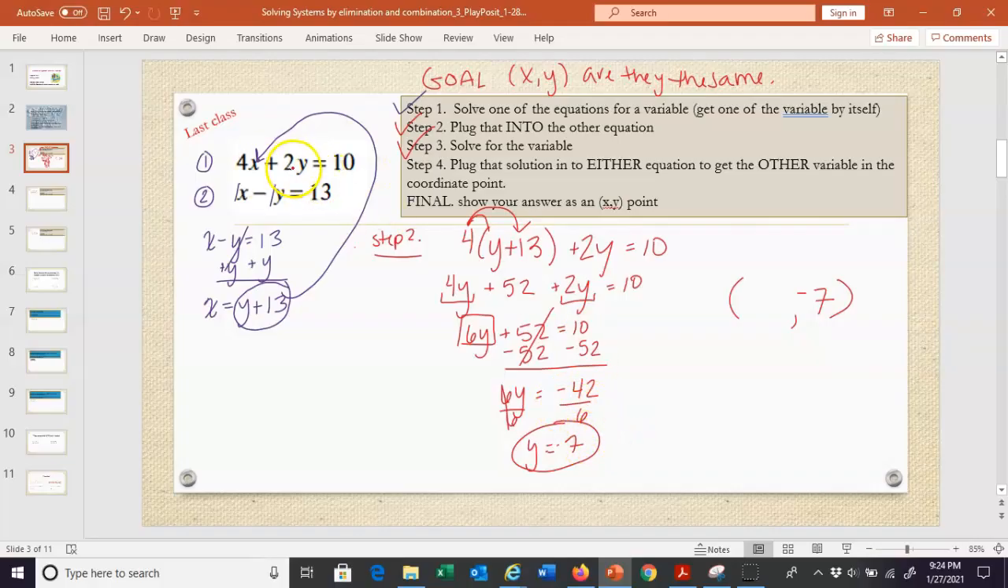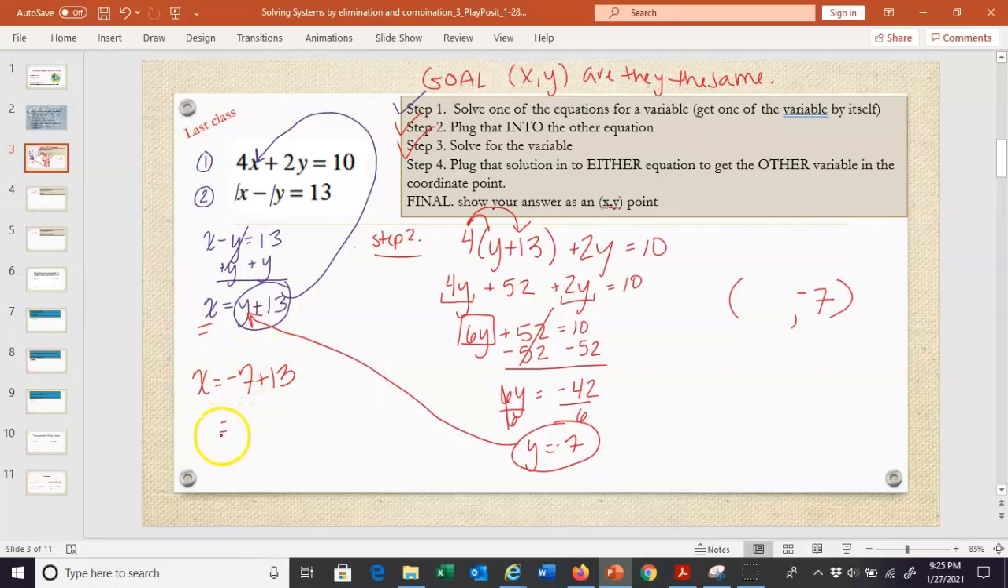We can put it in here and solve for x. I kind of feel like we should put it in there. It seems like the easiest way because x is already by itself. So x equals -7 plus 13.